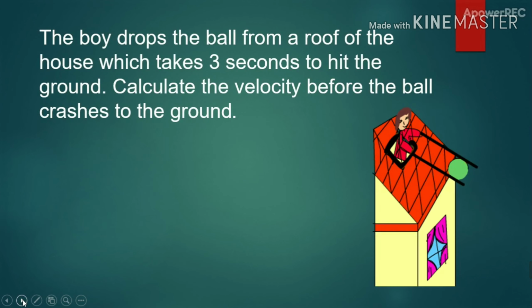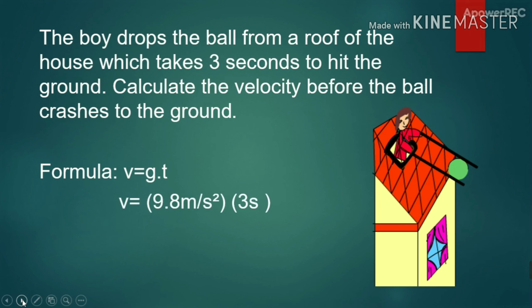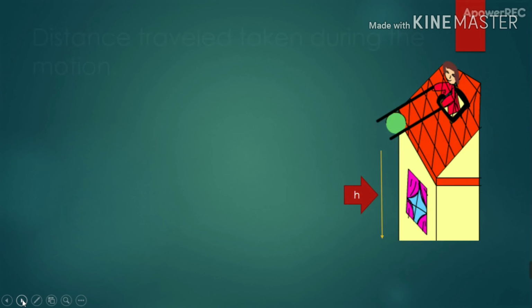So I prepared a sample problem for you. The boy drops the ball from the roof of the house, which takes 3 seconds to hit the ground. Calculate the velocity before the ball crashes into the ground. Let's use the formula v equals g times t and substitute the given: 9.8 meters per second squared times 3 seconds. You're gonna get 29.4 meters per second.